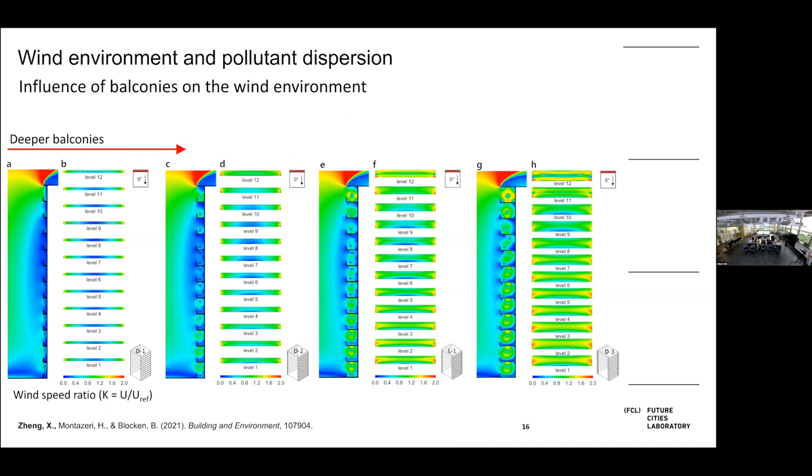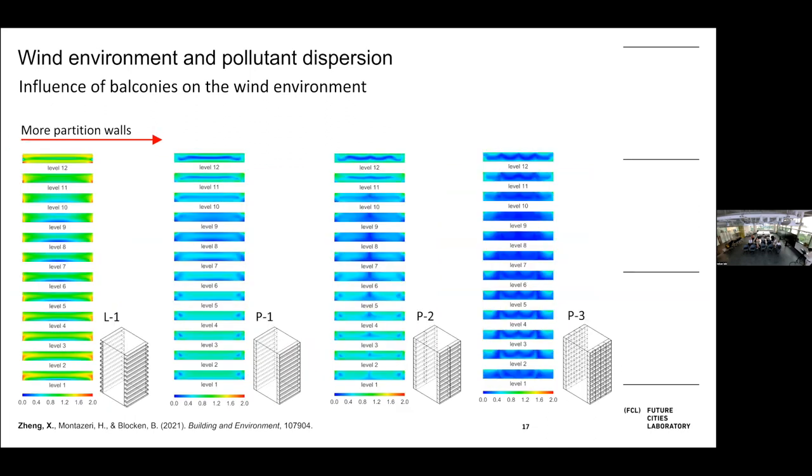As I showed you before, high wind speed is a big issue for pedestrians and residents. So what we can do is add partition walls on the side of the balcony. In case P1, we have two partition walls on both sides of the building balconies. We also have cases P2 and P3: P2 has one more partition wall in between, and in P3 we have three partition walls in between. The average wind speed can be reduced by 80% when we have three partition walls in between and also two partition walls on the side, compared to the one without.